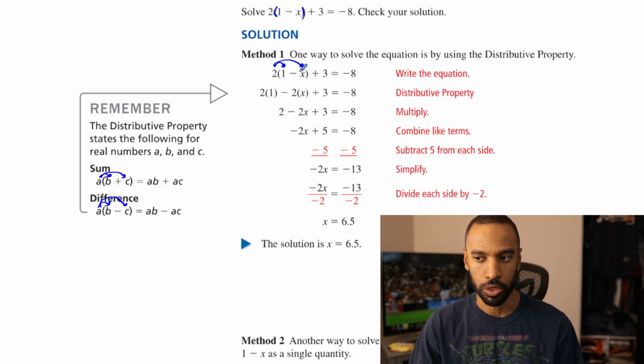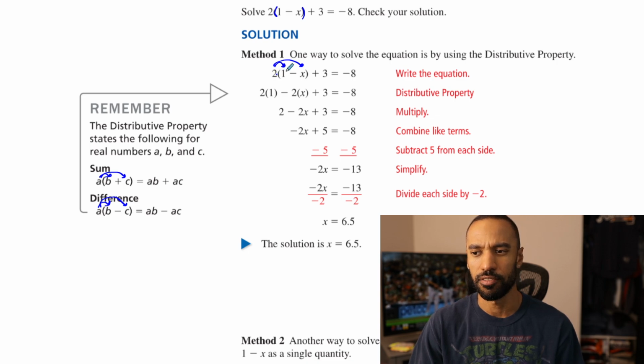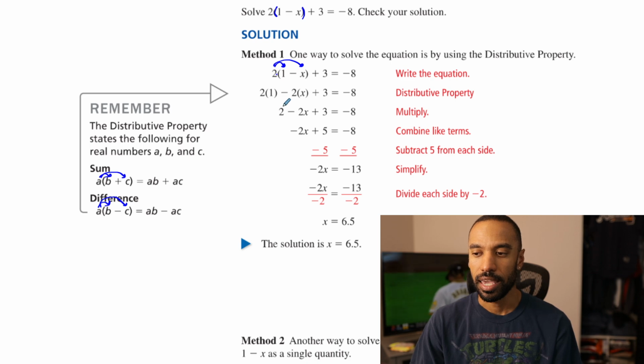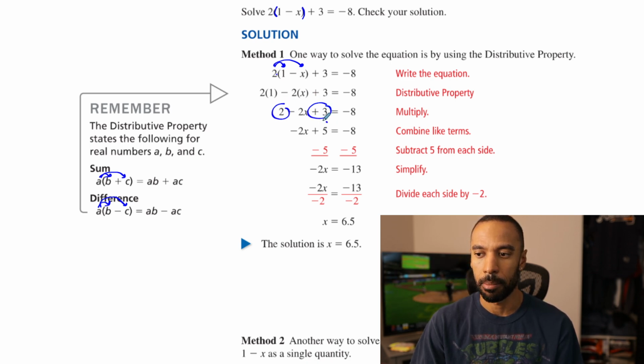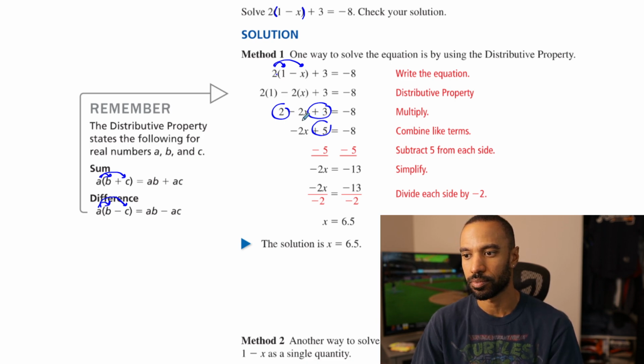2 couldn't have added with 3. 1 couldn't have added with 3. Not until multiplication happens first, right? It's kind of an order of operations thing. Once I did 2 times 1 to get 2 again, I can now add that 2 with that 3, and boom, you get your 5. And that's part of our simplification process for the problem.